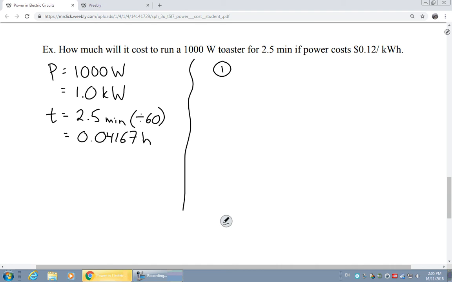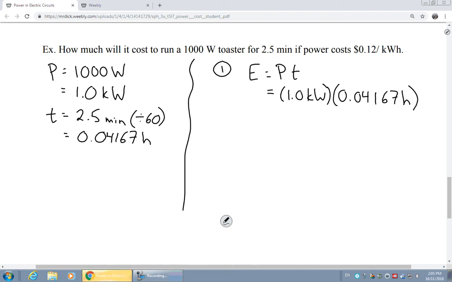And that's what we're going to have to do first. We're going to have to do a little quick step where we figure out how much energy in kilowatt hours we're actually using. So the energy, remember, is just your power multiplied by the time that you're using that powerful appliance for. So it's going to be 1 kilowatt multiplied by 0.04167 hours. And so when we do that, pretty simple math, it's just 0.04167 kilowatt hours. It's nice when you're just multiplying things by 1. Makes the math pretty easy.